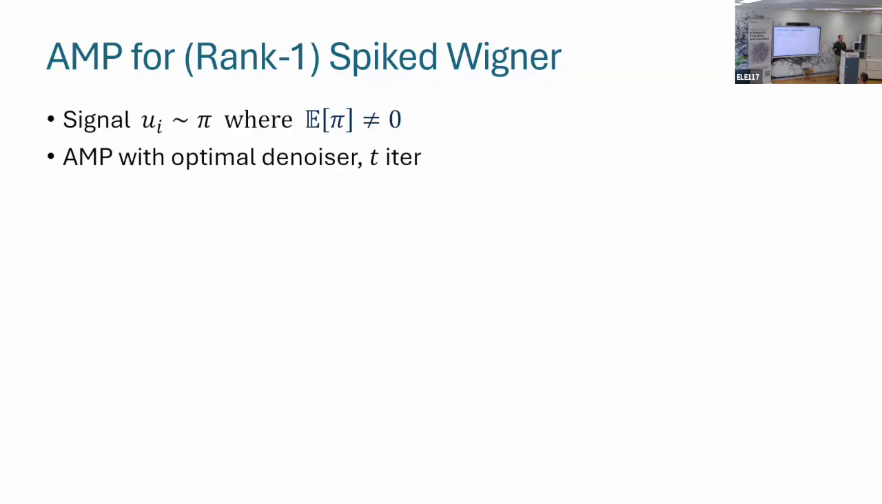And by AMP, I'm going to mean the Bayes optimal AMP, the one where the internal functions, these denoisers, are chosen in the Bayes optimal way, like some kind of conditional expectation. We'll run this for t iterations for a constant t. And I'm interested in what happens in this double limit where first n, the problem size, goes to infinity, and then the number of iterations goes to infinity. So think of this as running the AMP for a large constant number of iterations.